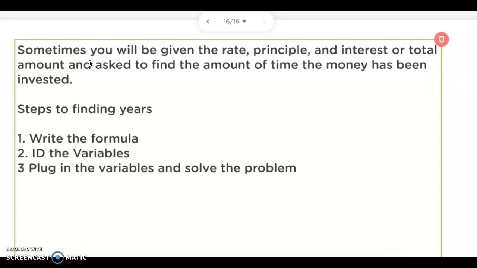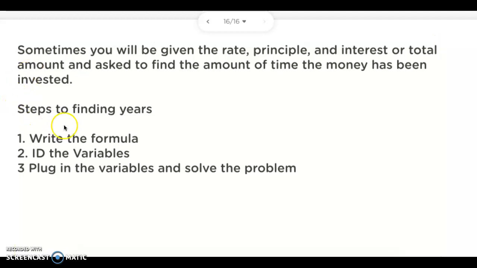Listen, the objective of this lesson is to be able to find the years whenever you're given the rate, the principal, the interest, or the total amount. Sometimes you're going to be given the rate, the principal, and the interest or the total amount, and they're going to ask you to find the amount of time that the money has been invested. That's what we're doing in this lesson. First, pause the video and jot down these 3 steps.